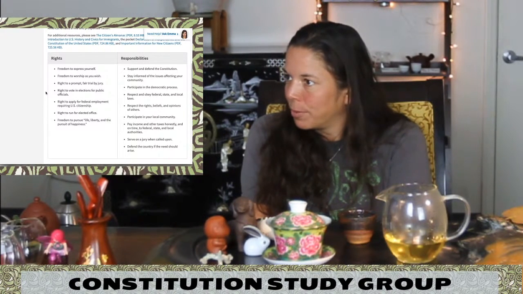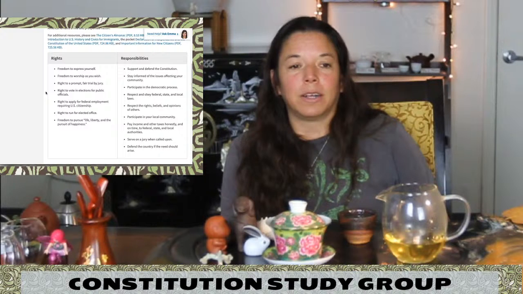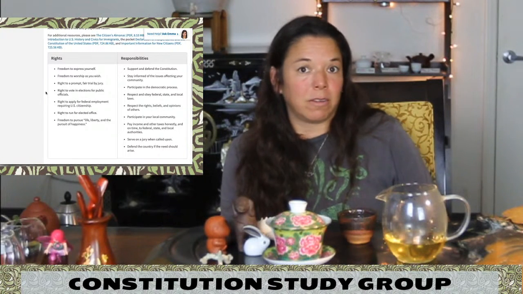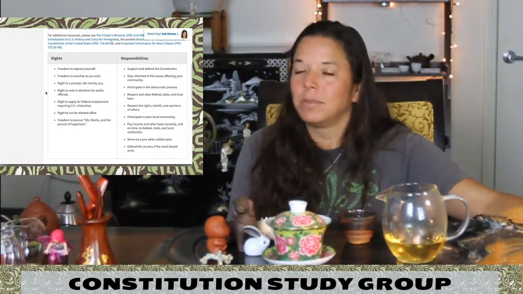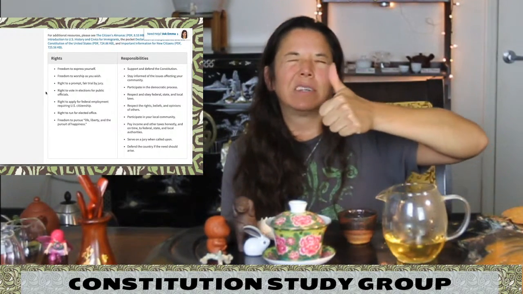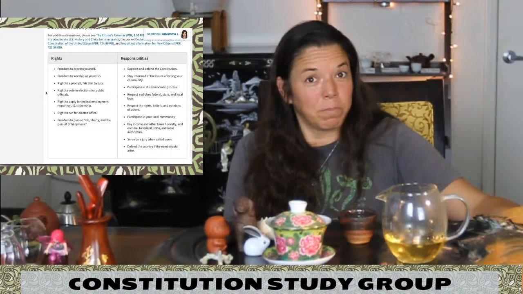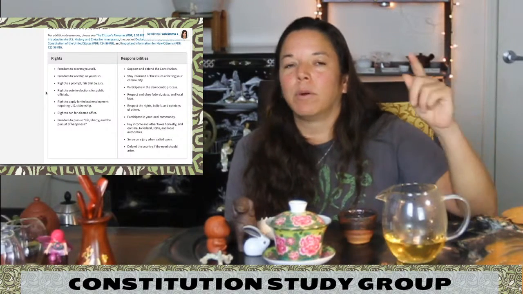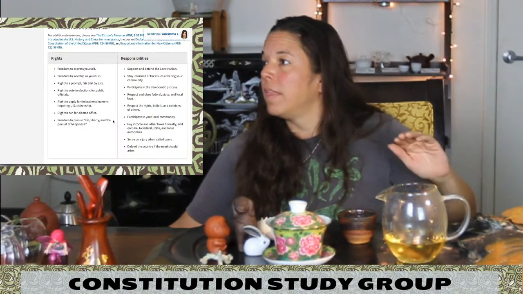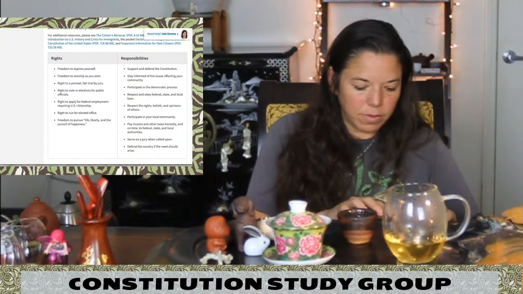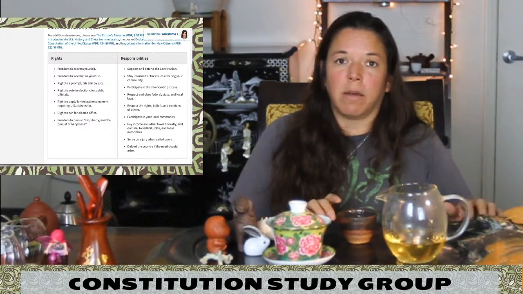Okay, so before I go into this whole pursuit, I just want to briefly go over the responsibilities of a U.S. citizen. Support and defend the Constitution. So the fact that we're studying it and you're listening to me study it right now, you are doing your duty as a citizen. So gold star sticker for all of us. Stay informed on the issues affecting your community. People forget about that. Participate in the democratic process. Go vote. Vote.org is the best website to go to get lined up with this responsibility.